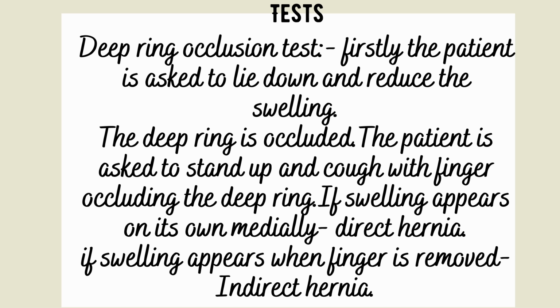What you will do, you will first ask the patient to lie down and reduce his swelling. You will occlude his deep ring with your finger and then ask the patient to stand up and cough. If it appears without you removing your finger, that is direct inguinal hernia. If you remove your finger and then it appears, then that is indirect hernia.